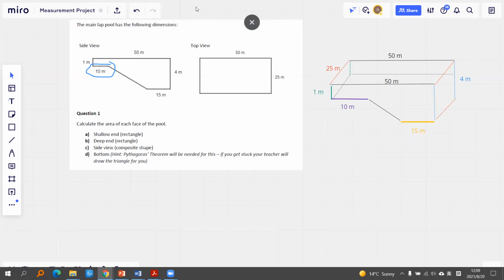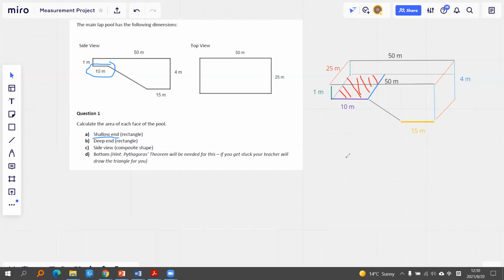So for the first question, we want the shallow end. I just try to connect the shallow end. I draw it here. The shallow end is this part. I use a different color and draw the shallow end, so this one represents the shallow end. That's the area we want to calculate.